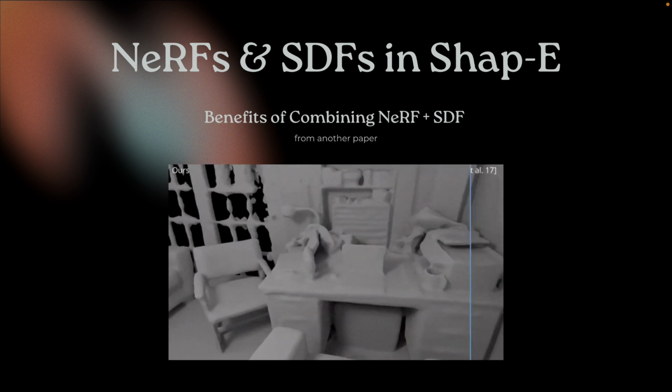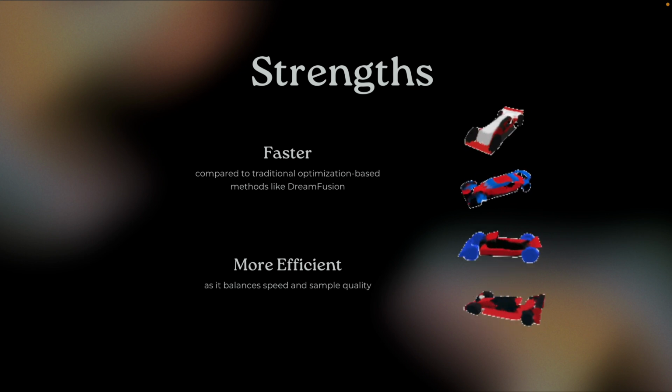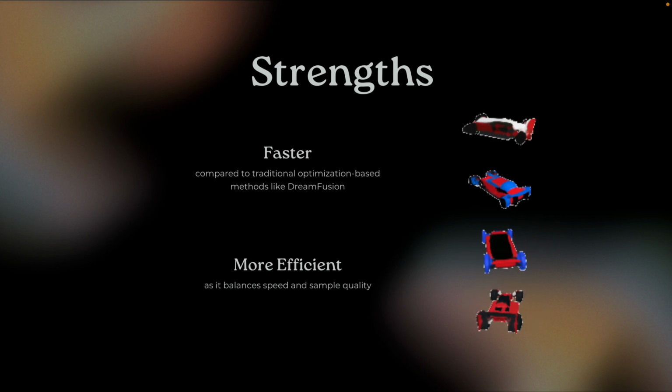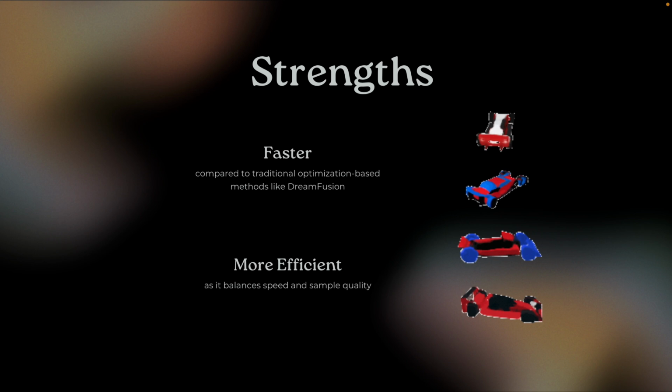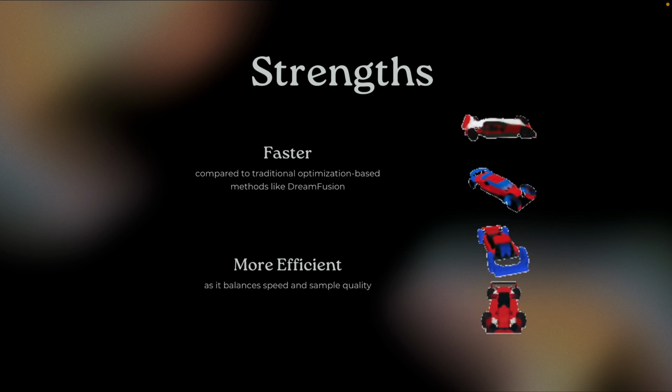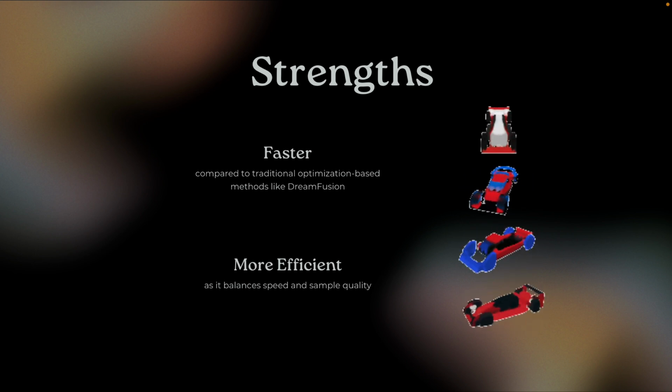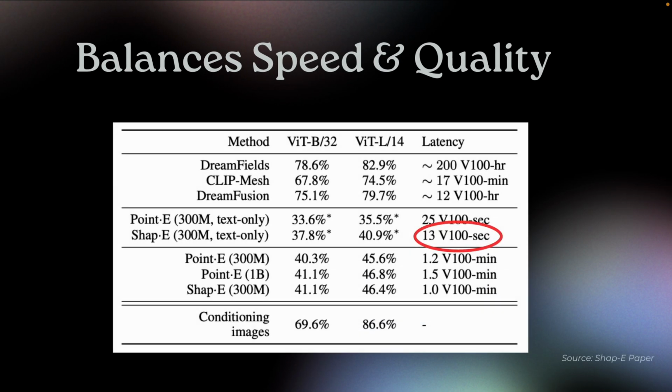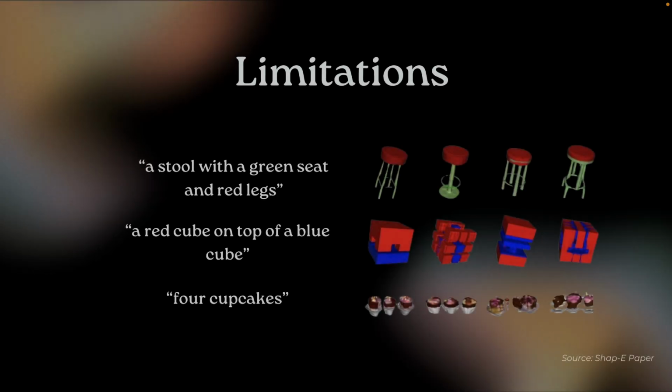One of the biggest advantages of Shap-E is its speed. It can generate high-quality 3D models in about 13 seconds using a single V100 GPU. This makes Shap-E much faster than optimization-heavy approaches like DreamFusion, which requires significantly more time to produce similar outputs, albeit in high quality. As shown in the chart, Shap-E strikes a great balance between speed and sample quality, outperforming many other models.